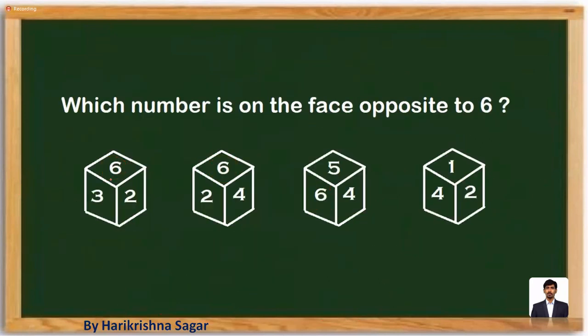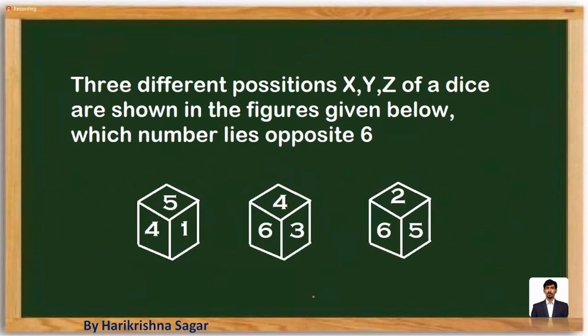So they are asking opposite to 6. 6 adjacent are 2, 3; 6 adjacent are 2, 4; 6 adjacent are 4, 5. So these are all adjacent sides to the 6. What is opposite to 6? Opposite to 6, there is number 1. Look at the next question which is available on the screen. They are asking us to find out what is opposite to 6 here.